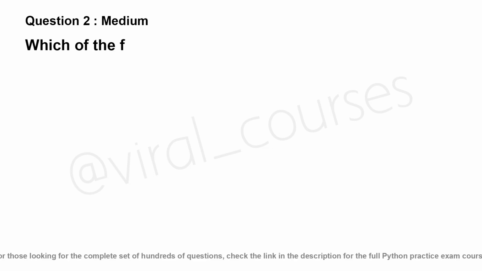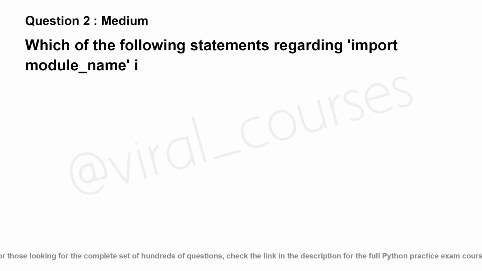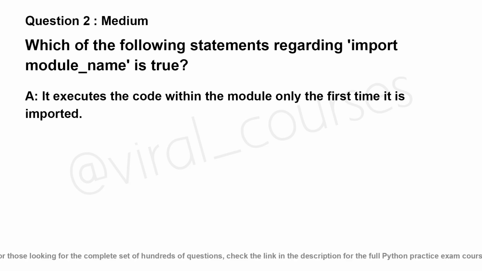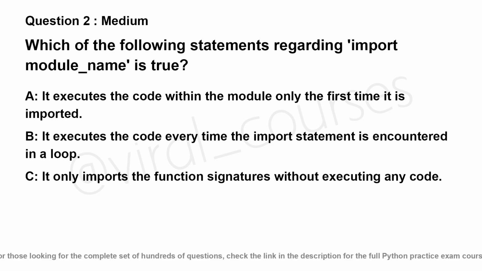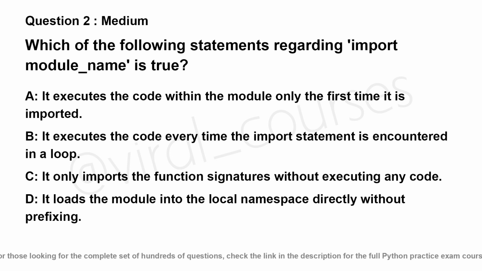Which of the following statements regarding import module_name is true? Option A. It executes the code within the module only the first time it is imported. Option B. It executes the code every time the import statement is encountered in a loop. Option C. It only imports the function signatures without executing any code. Option D. It loads the module into the local namespace directly without prefixing.